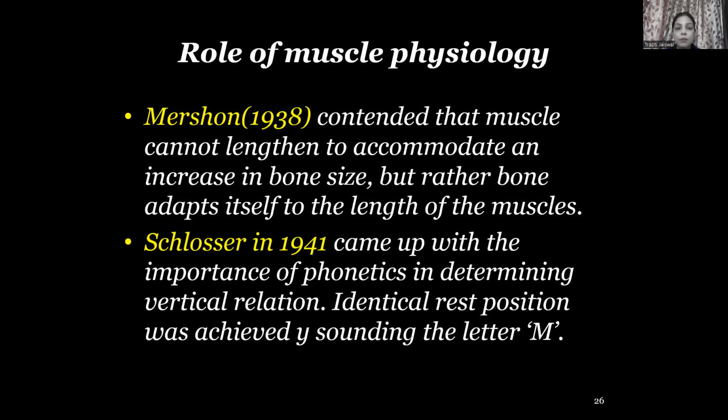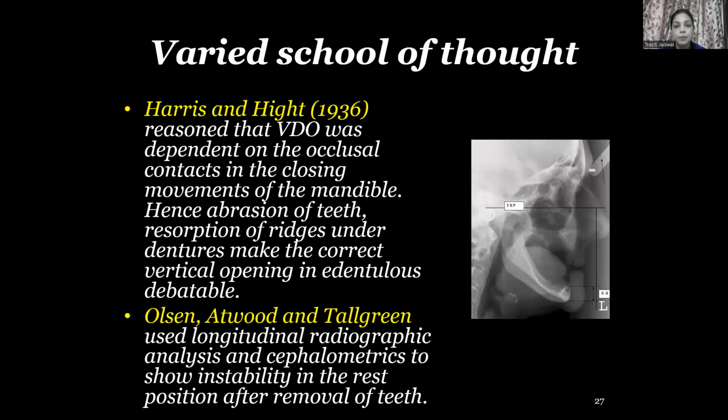Mershon said that muscle cannot lengthen to accommodate an increase in bone size. Muscle length will remain the same. It is the bone which is adapting to the change in the muscle. And then Schlosser came up with the importance of phonetics. He said that repeating repetitive sounds like the M sound can help us to determine the vertical dimension.